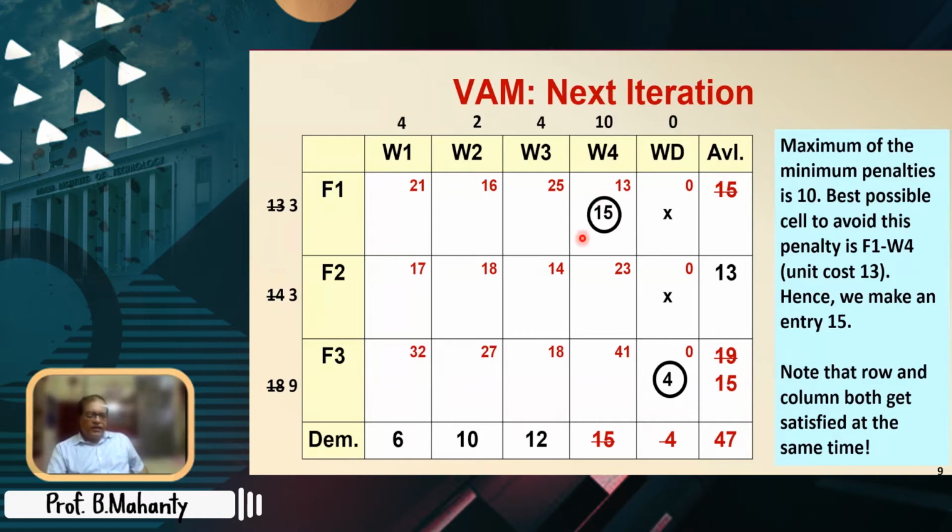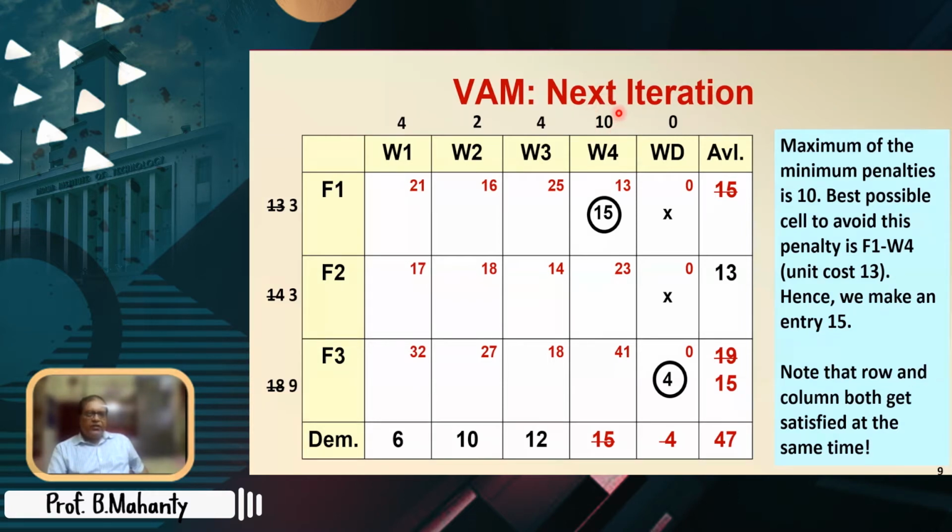So before this 15, let us hope that the 15 is not allotted yet. So 13 was best, 16 is next best. So this is 3. 14 and 17, so 3. Then 18 and 27, so 9. And this side is 4, 2, 4, and here it is 10 because the 15 is allotted yet. So which one is the best possible value? I mean the maximum of these minimum penalties. Can you see it is 10?